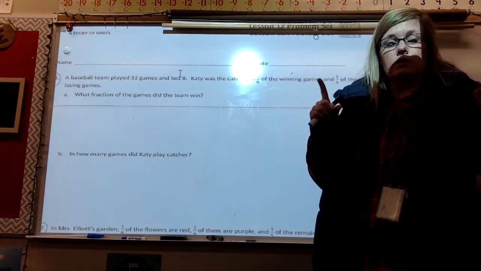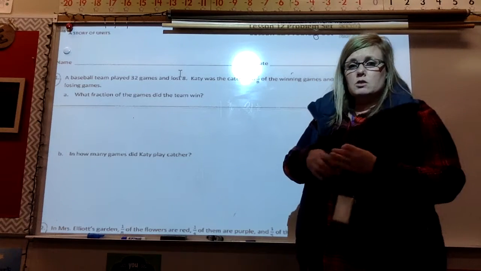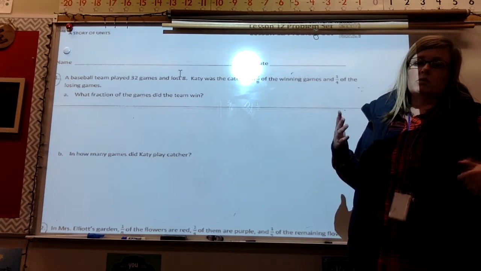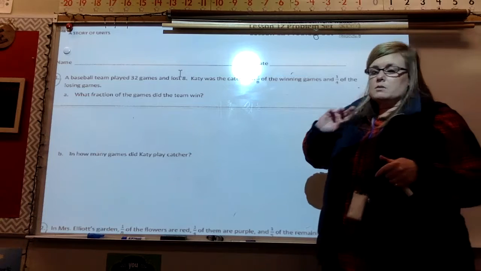Says lesson 12. That's because we're combining the two, because they're both having to do with word problems, and I just picked and chose some of the word problems that we're going to work on. So let's look at this one.